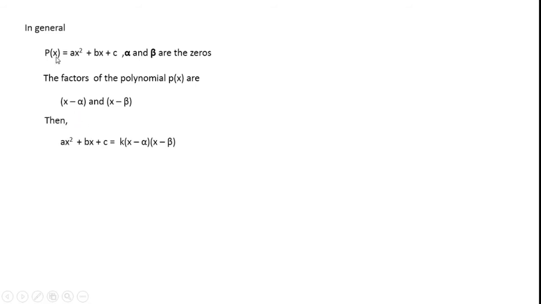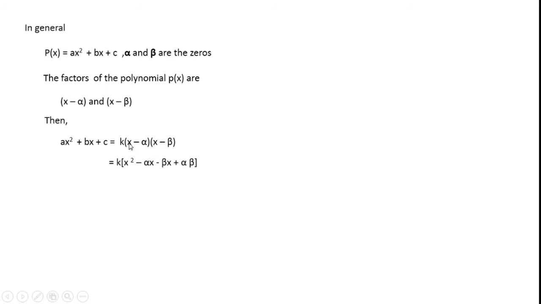Now we can write this polynomial ax square plus bx plus c equal to the product of these factors, so k into x minus alpha into x minus beta. This k is any constant. Now expand this x minus alpha into x minus beta.